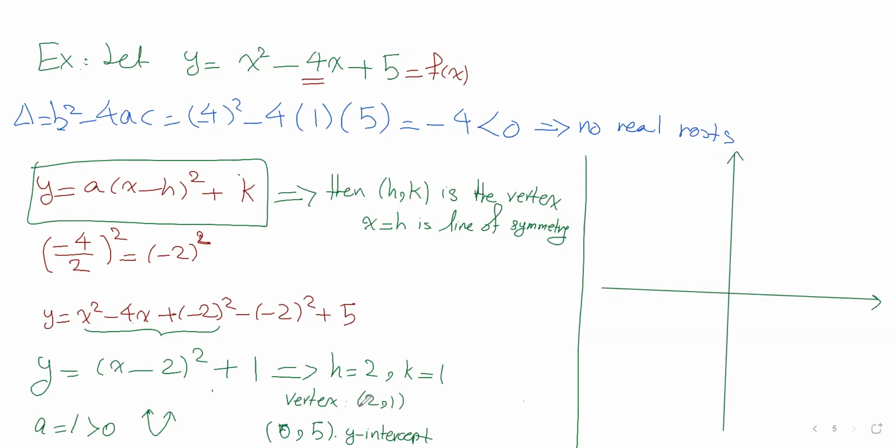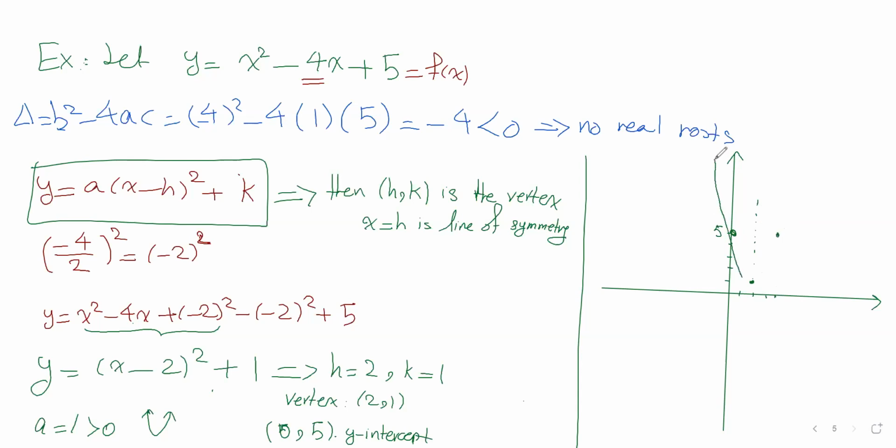So the vertex is (2, 1), which is here. And I know it passes through the point (0, 5). It's symmetric, so you can guess it, or you can easily find another point by going forward. I'm sure it's going to be here.